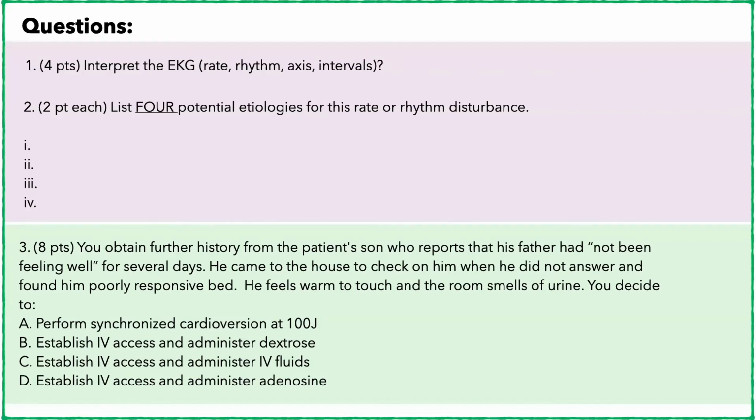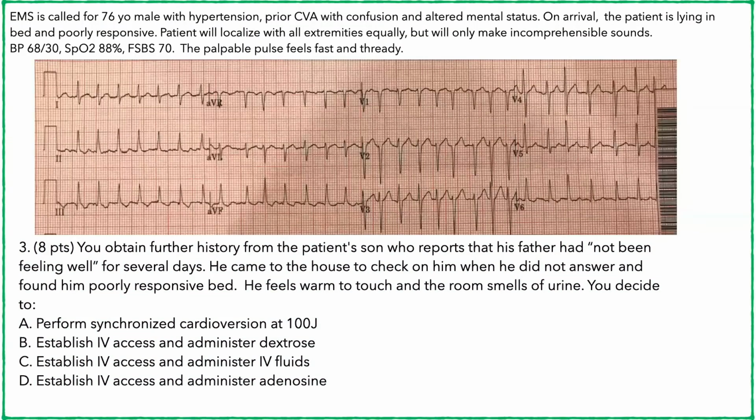So they obtain further history from the patient's son, who reports that the father had not been feeling well for the past few days. He came to the house to check on him, he did not answer, and he found him poorly responsive in bed. He's warm to touch, the room smells of urine, and you decide to make a decision between cardioverting, administering dextrose, administering IV fluids, or administering adenosine, okay? And then making that decision. This is a patient they're almost guaranteed to see in the field.